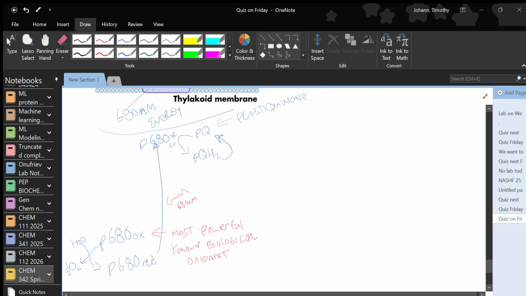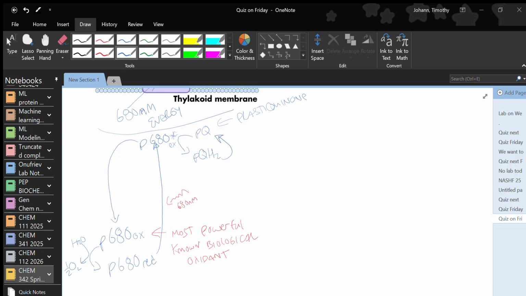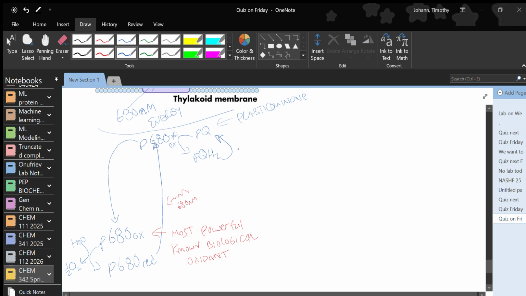Okay, we've got that happening. And when that happens, plastiquinone got reduced, so now we have to reoxidize our P680 at the same time. I'm not connecting the two circles like I normally do, because otherwise I won't be able to draw this at all.